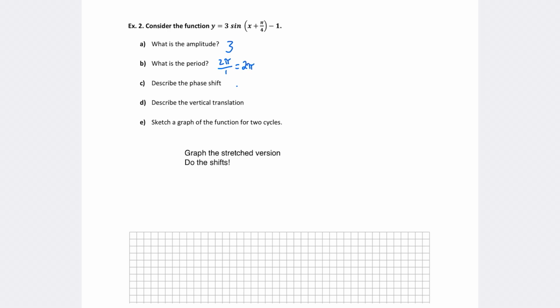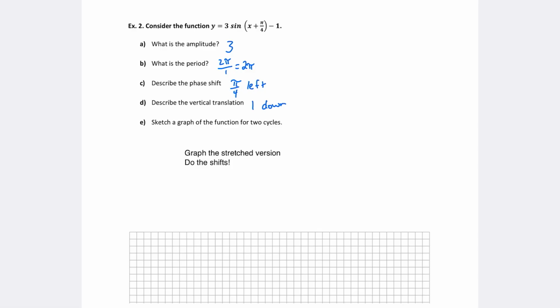We're going to describe the phase shift, so that it says pi over 4. And because it says plus, it's actually pi over 4 to the left. And then this last thing here, the minus 1, represents our vertical translation, so that tells us it's 1, and it's negative, so it's down.